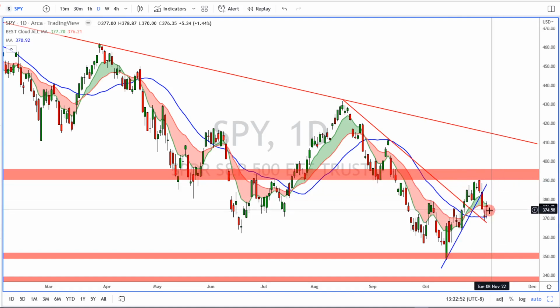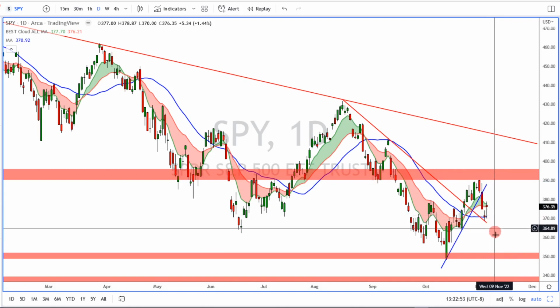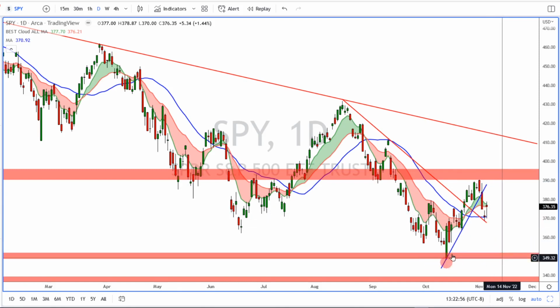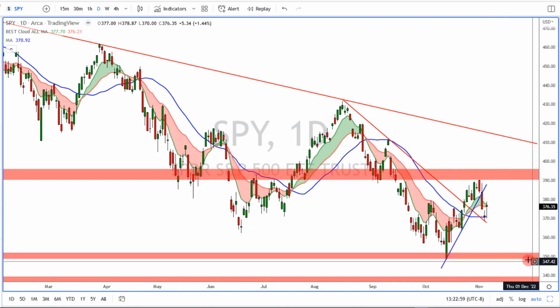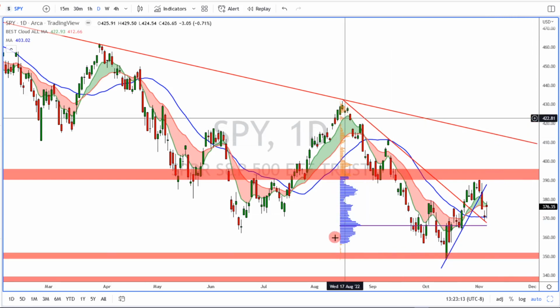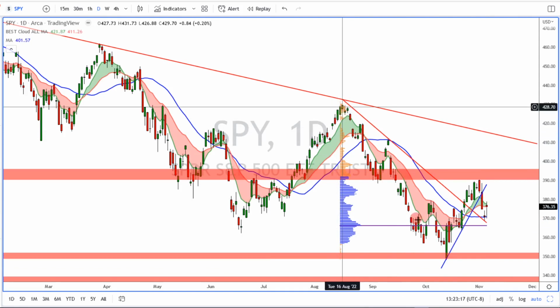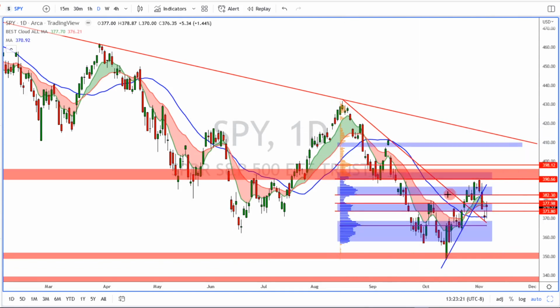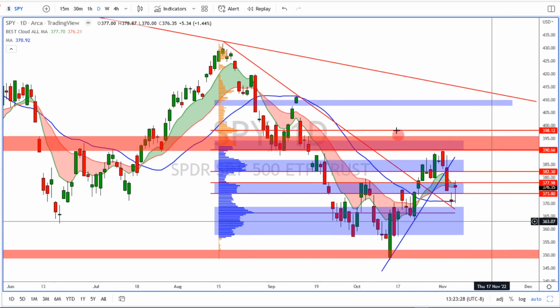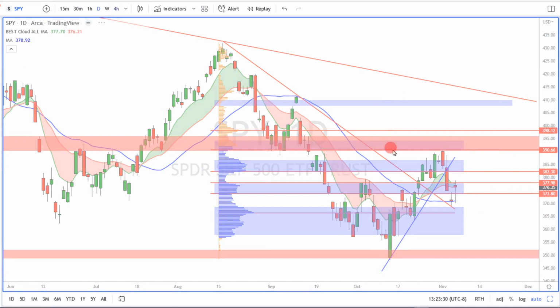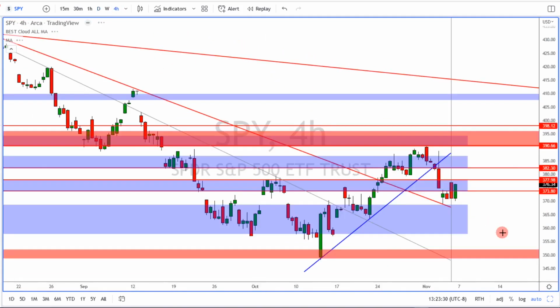But I'm leaning more toward the price coming back down to retest this October low down near this 350 area. If I put in the composite volume profile from this swing to the present, and also some of these high volume zones, we can see that the price is trying to hold this zone. Let me zoom into this 4-hour time period.